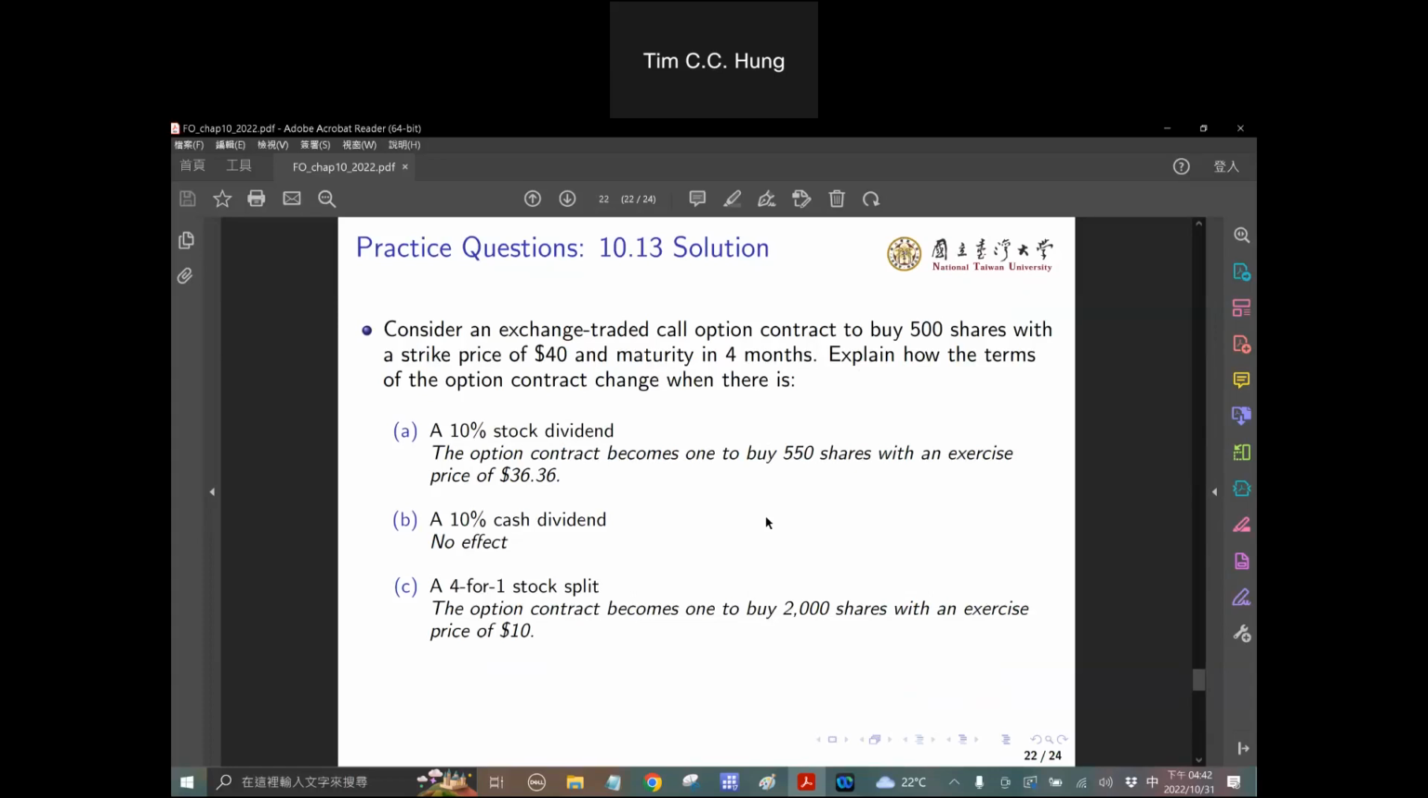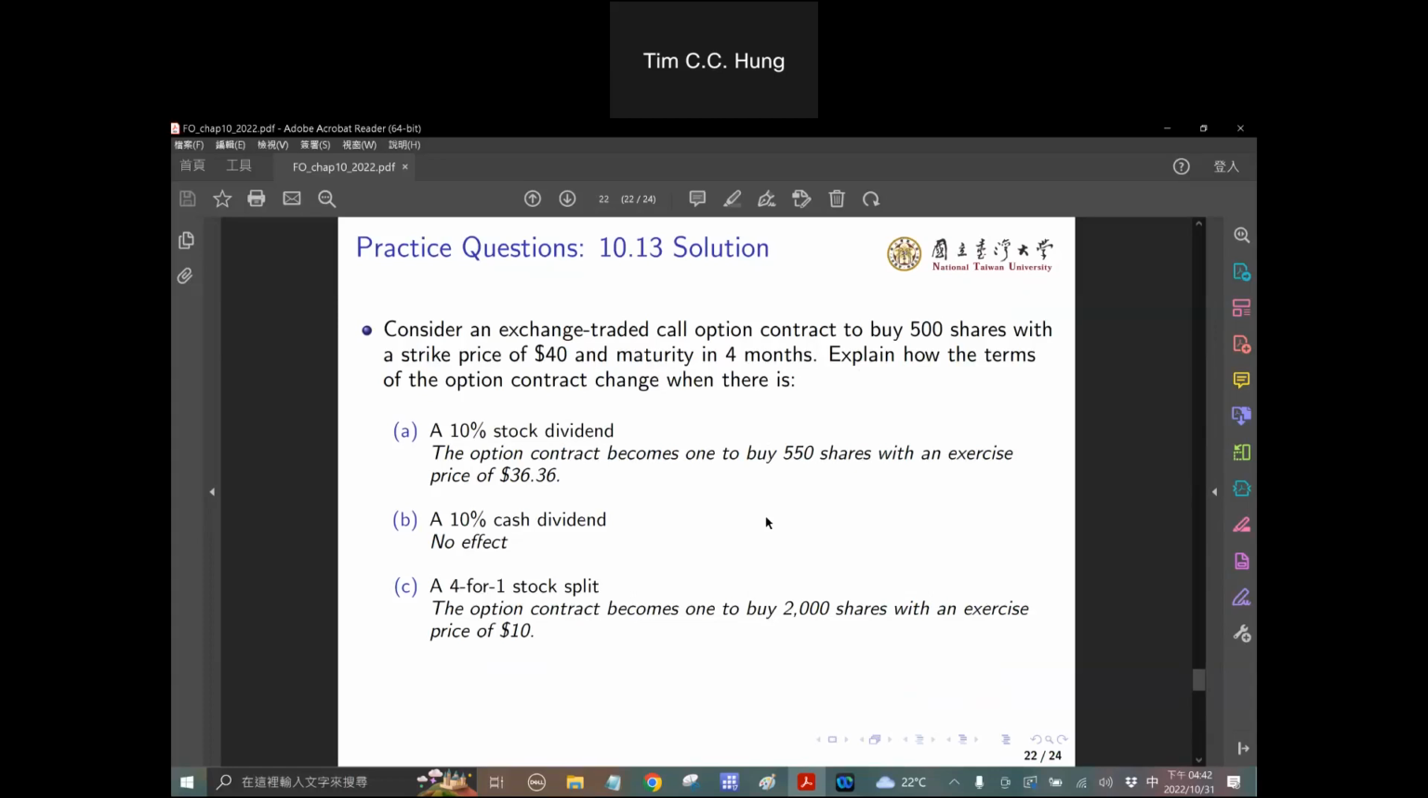B, when there is a 10% cash dividend, remember that when there's a cash dividend, it does not affect the terms of the option contract at all. Because the company is basically just paying the direct cash to their stock owners.